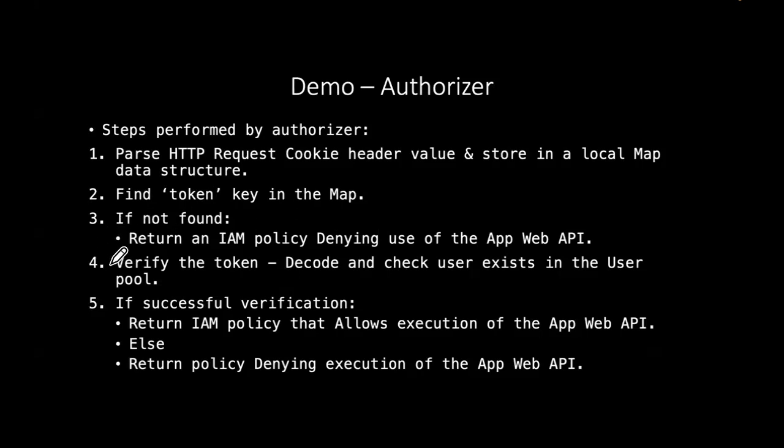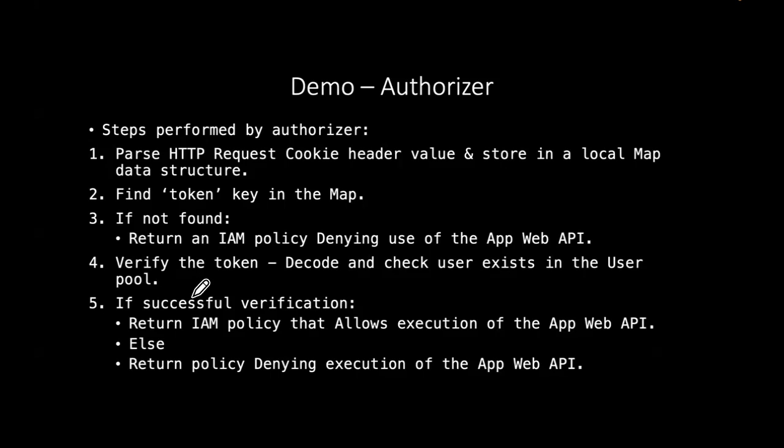Otherwise, there is a token entry. And so I need to verify the actual token itself, and I get Cognito to do that for me. So Cognito does this stuff, but my authorizer needs to ask it to do it. And it will respond saying either yes, the JWT token is valid or not.